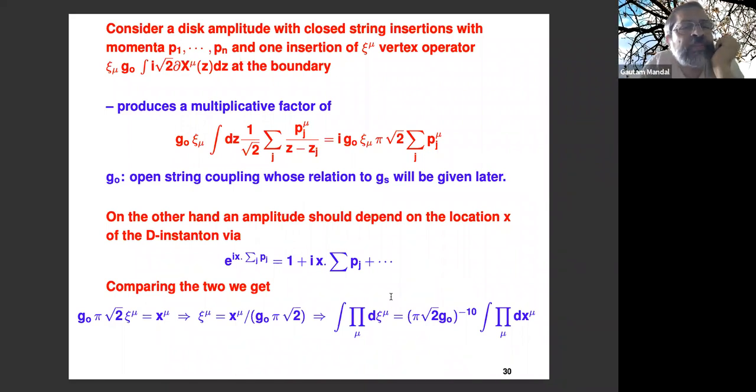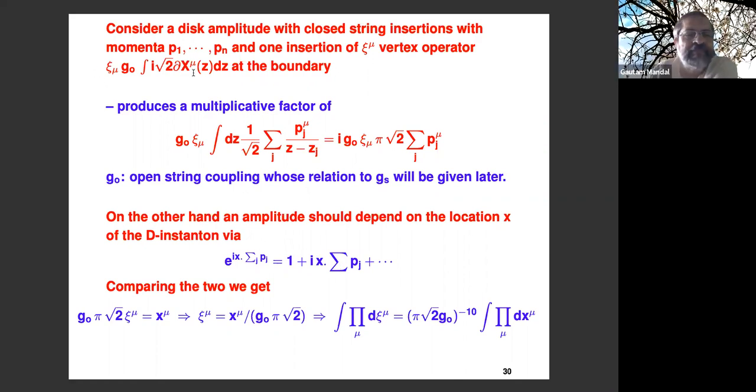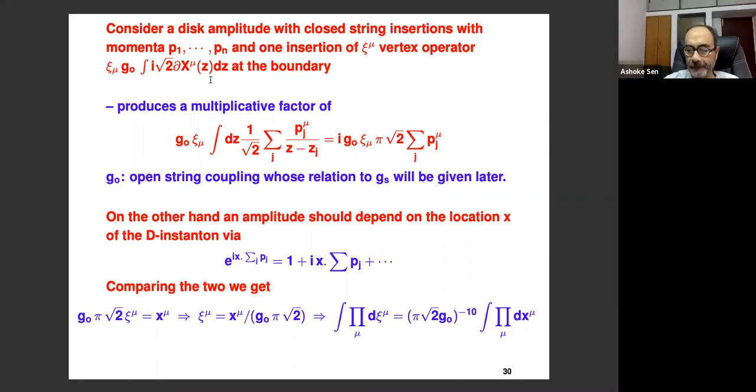Sorry, Ashok, you are multiplying xi-mu with del x mu and so on. What happens to del bar? Isn't there some del bar x mu kind of or not? Yeah, so these are open string vortex operators on the boundary, so del x mu and del bar x mu are related. Inside, of course, you can have other vortex operators, but you don't care about that because you are just looking at the residues. It just picks up the p over z minus zi factors.